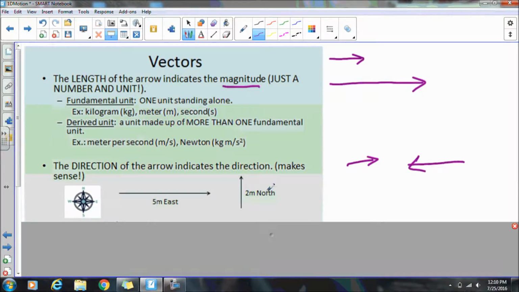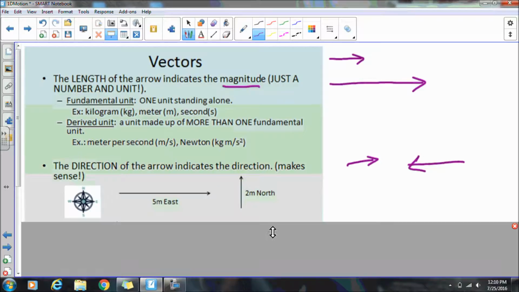So here are a couple of examples. We have 5 meters going east, and based on our cardinal directions, north, south, east, and west, east would be pointing to the right. We have 2 meters going north. Notice the arrow is shorter, so 2 meters is a shorter arrow than 5 meters, and it's pointing up for the cardinal direction north.